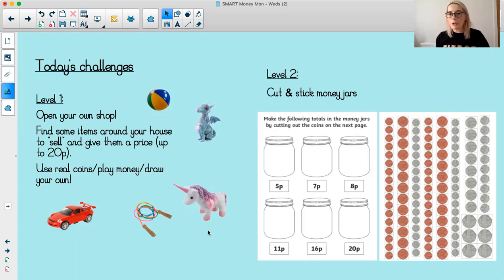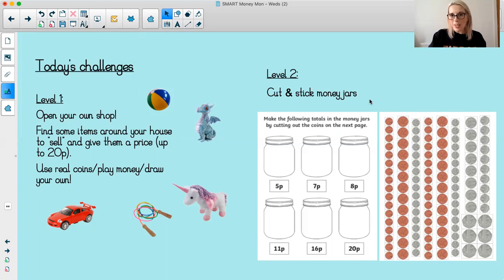And then you can use some real coins if you've got some, or some play money, or you could draw your own coins and see if you can sell the items in your shop. Get mummy or daddy or a sibling to come and buy your things in your shop, and you can tell them how they can make up the money that you want, the price, using the coins that they have. So set up a shop.